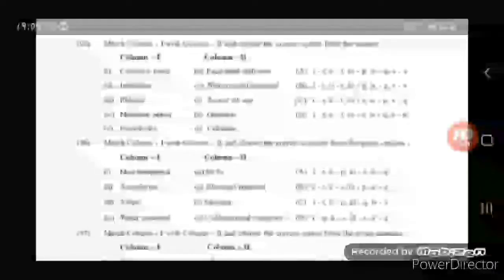Let us come to the next question, that is question number 96. Here they have given again two columns. In column 1 they have given four options. First one is more transpiration, zero fights, xylem, water potential. In column 2 they have given again four options: first one is 60%, chemical potential, stomata, unidirectional transport.